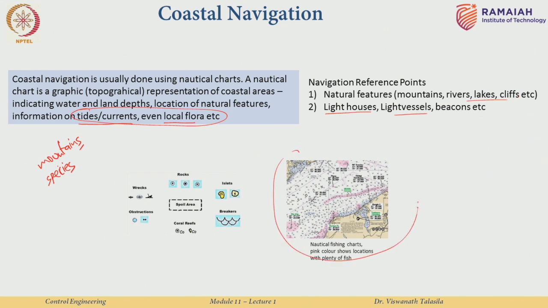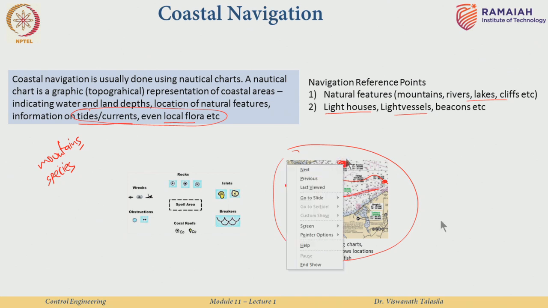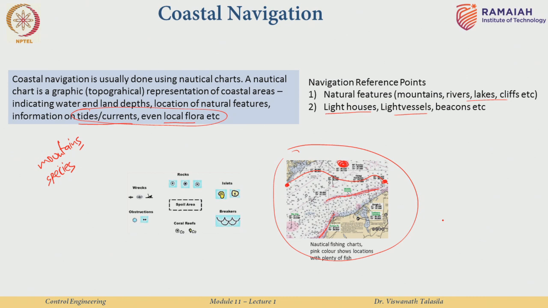If you look at this particular map over here, it's called a nautical fishing chart, and all the pink shaded areas, maybe it looks like magenta, are where fish is available in plenty. So a person who is navigating along this coast, say on this particular route, if the person is able to see that there are lots of specific types of fish in this particular area, they will have a fair approximation of their location. They will know that they are somewhere within this vicinity. Whereas if they come to this region and they see a different species of fish over here, they will know that they could be somewhere in this vicinity. They will certainly not be here, right, because those species of fish don't exist over here.